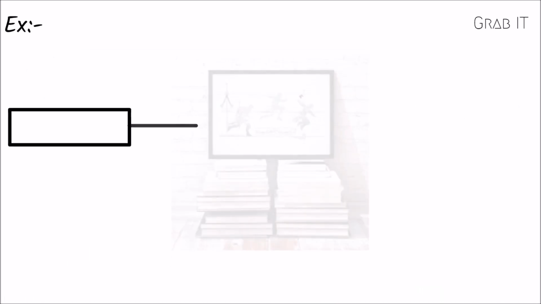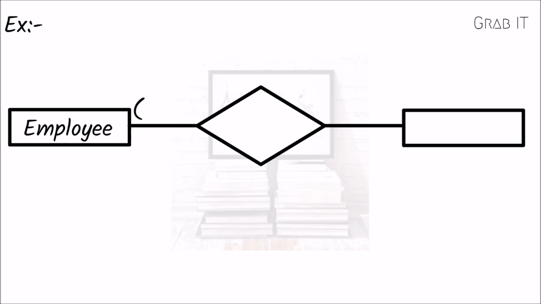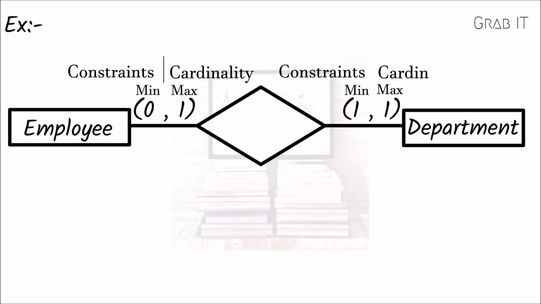Let's look at this example closely. As I said earlier, the alternate notation is for one participating entity. It does not represent both entities. So here we have an entity called employee, which has an alternate notation 0, 1, and there is another entity called department, which has an alternate notation 1, 1.